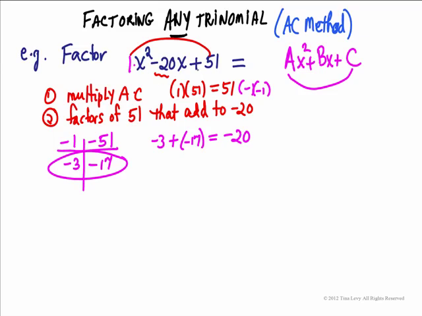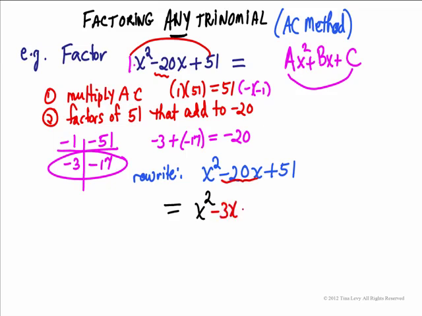So I am going to rewrite x squared minus 20x plus 51. We're going to rewrite it using the negative 3 and the negative 17 to replace the negative 20. We rewrite it like this: x squared. Now the negative 20x I can expand out, and it's going to look like this: negative 3x and negative 17x plus 51. We now have 4 terms, and they're perfect for doing a factor by grouping.